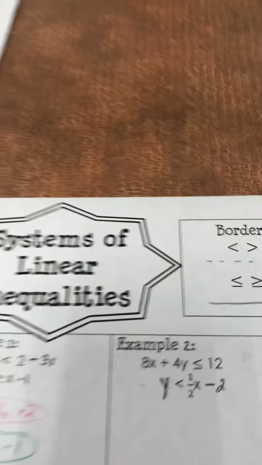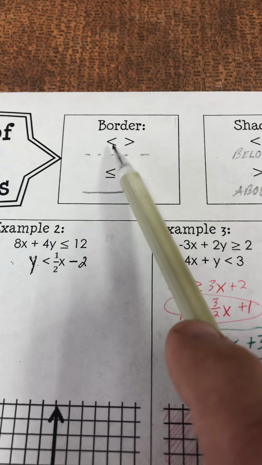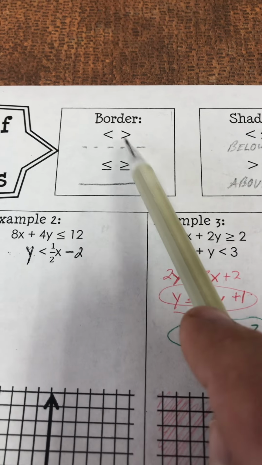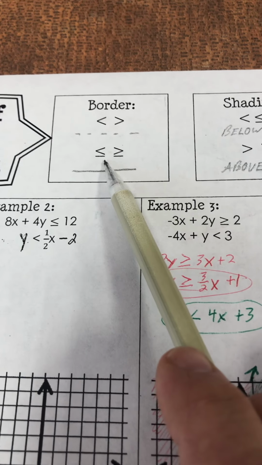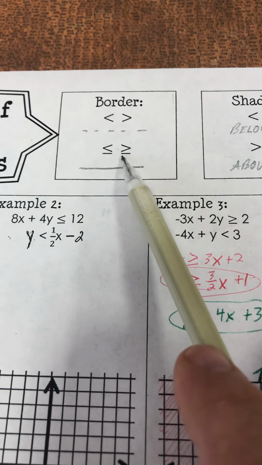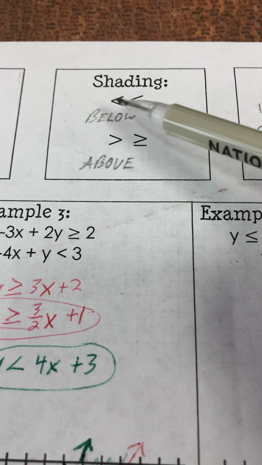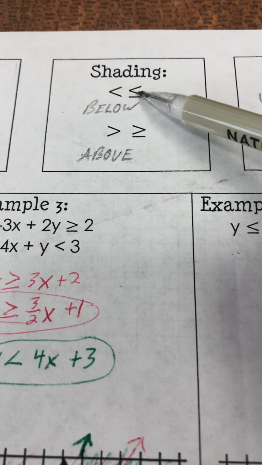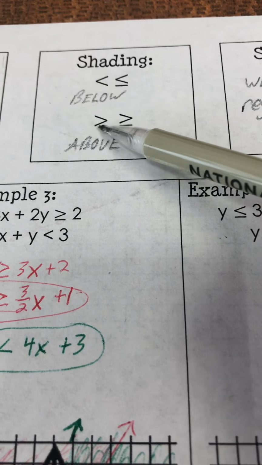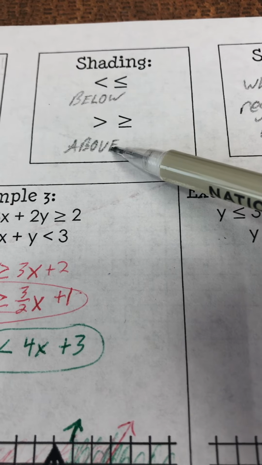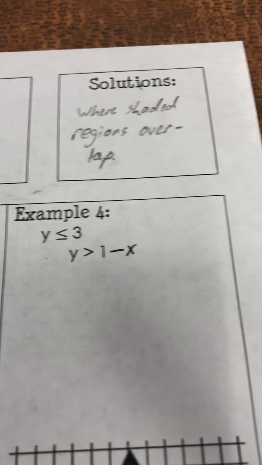Okay, taking a look at the back here. The border. What's the border going to be like for less than or greater than? It's just going to be a dotted line. What's the border going to be like when you have that it could be equal? It's going to be solid. Your shading: when you have less than or equal to, it's going to be below. And when you have greater than or equal to, it's going to be above. And the solutions are where the shaded regions overlap.